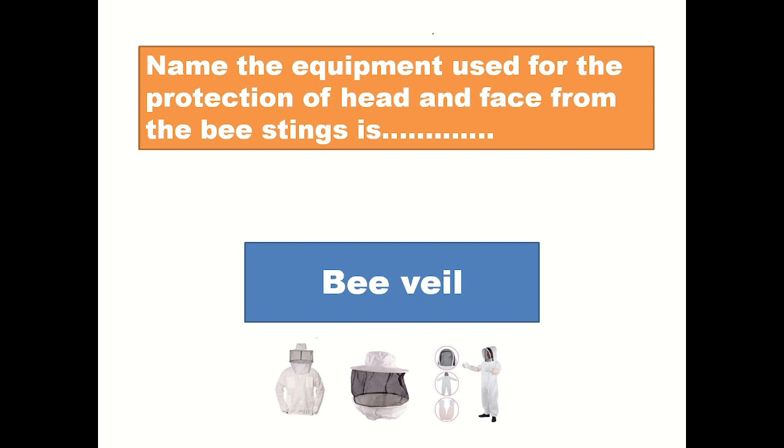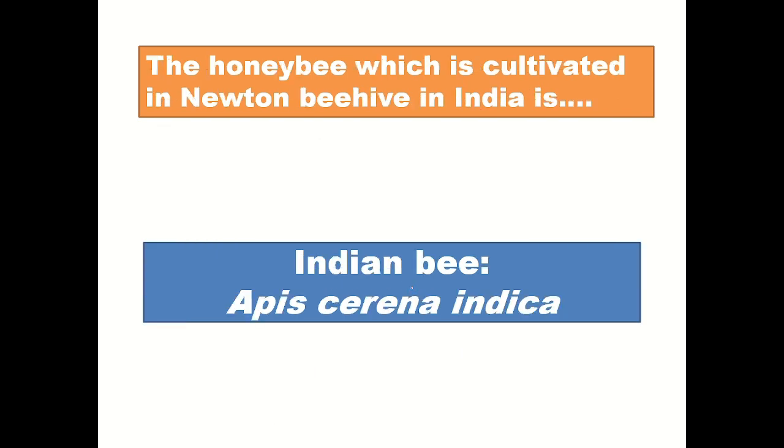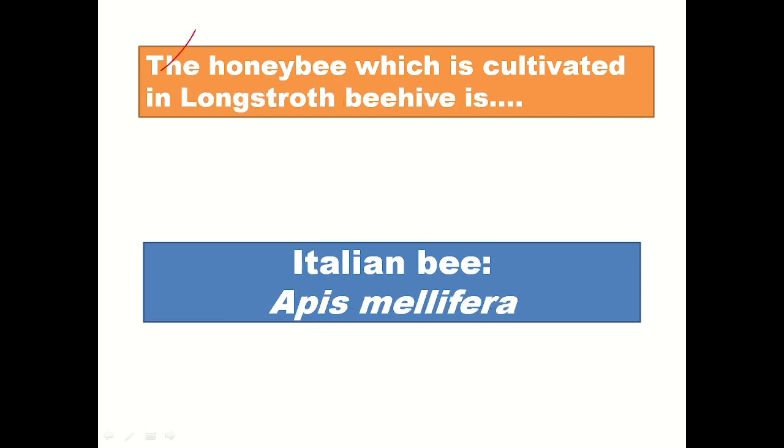Name the equipment used for the protection of the head and face from bee sting: bee veil. The honeybee which is cultivated in Newton beehive is the Indian honeybee, that is Apis cerana indica. The honeybee which is cultivated in Langstroth beehive is the Italian bee, Apis mellifera.